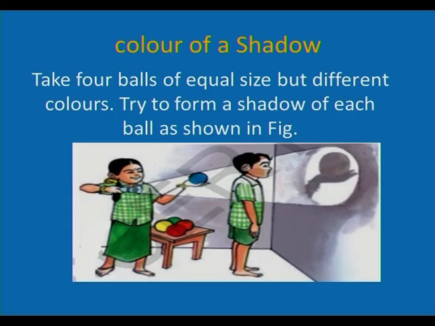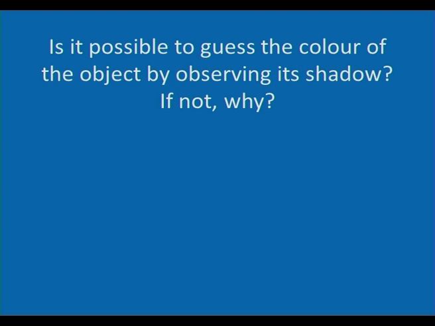Now, here there is a girl and a boy. They have taken balls of different colors. Now, the girl is shining a torchlight on the ball. Now, the boy is observing on the wall. Now, on the wall, can we say the color of the ball? No, we cannot see the color of a ball in a shadow. Is it possible to guess the color of the object by observing its shadow? If not, why?